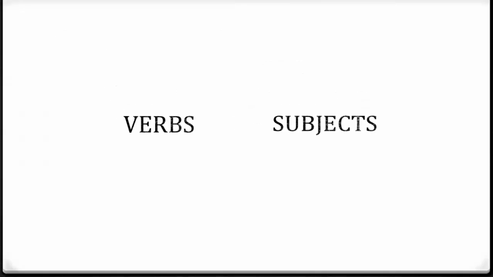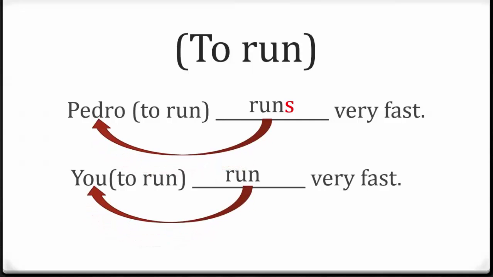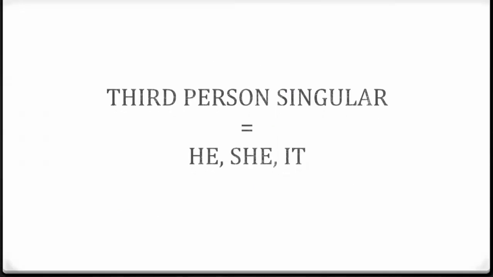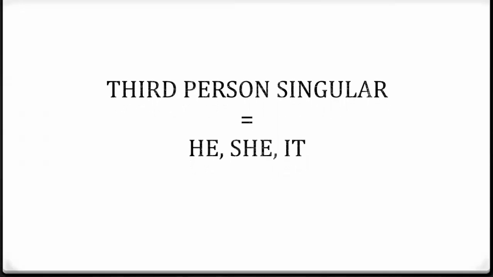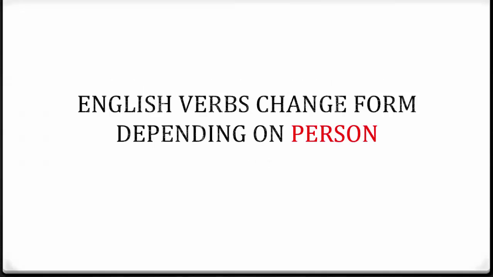The answer lies in the fact that verbs are very closely related to other parts of speech. In the previous contexts, there's a linguistic connection between the form of the verb, or the conjugation, and the person. In the first example, we have a case for the third person singular in English. In the second example, the second person singular is used. We might then deduce that English verbs change form depending on person.